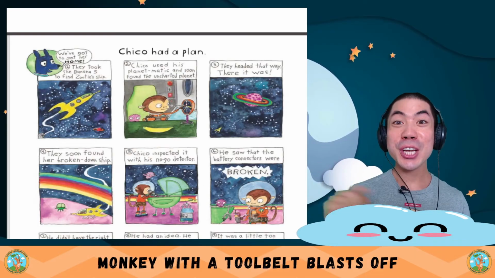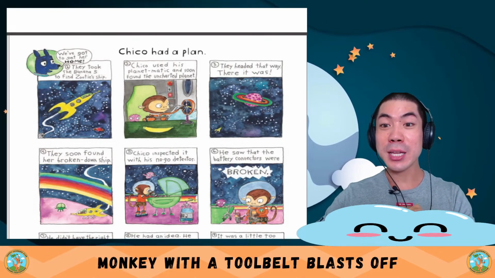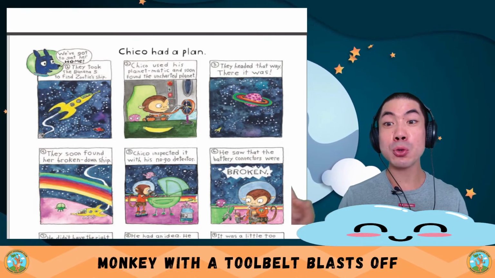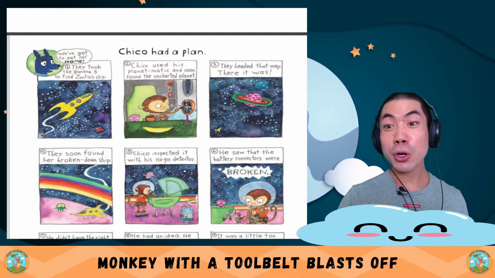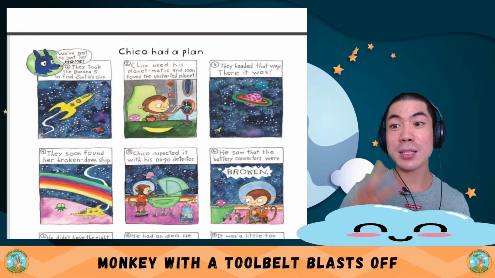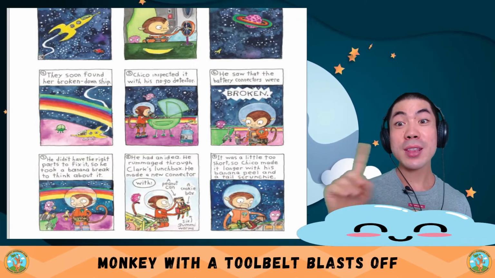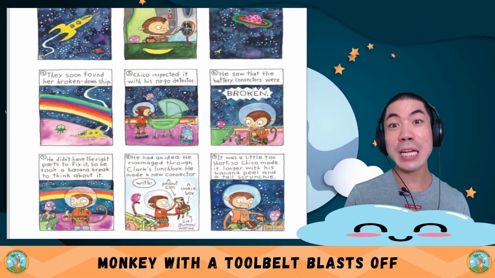We can help. Chico had a plan. We've got to get her home. First, they took the banana 5 to find Zuti's ship. Second, Chico used his planet-o-matic and soon found the uncharted planet. Third, they headed that way. There it was. Fourth, they soon found her broken down ship.